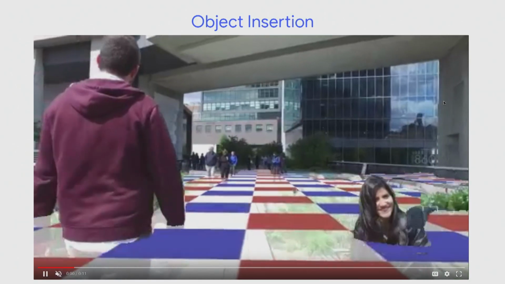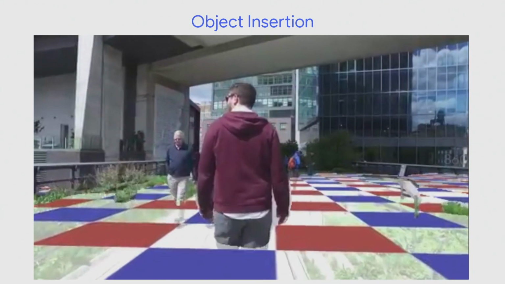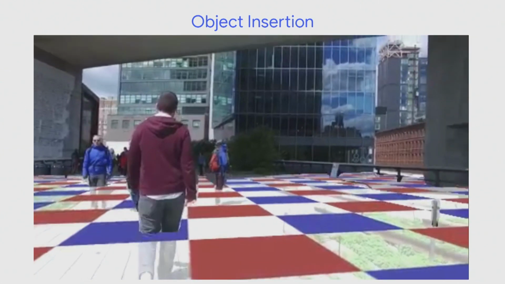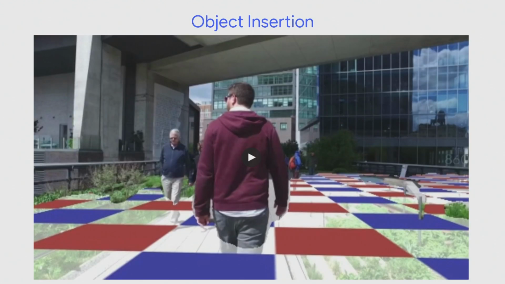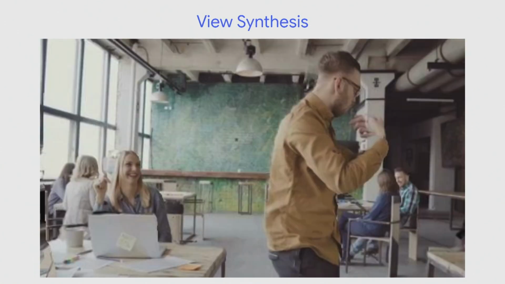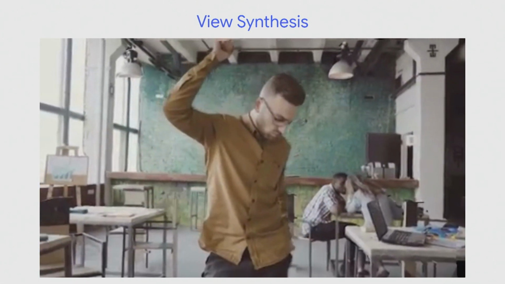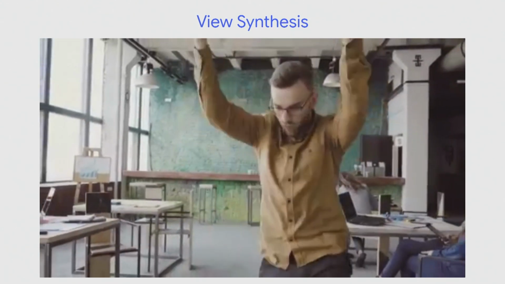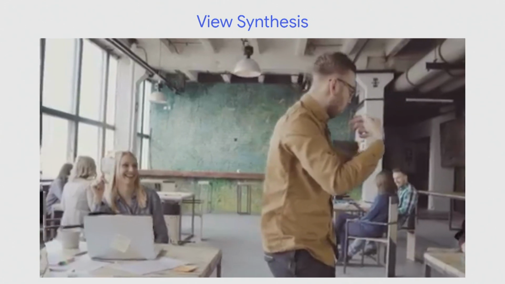We can do object insertion. We didn't push this too far yet because, as you see from this example, there are still some artifacts that would make it not a great result for a product. But you can see the beginnings of a way to insert synthetic objects into the scene. Another thing you can do is synthesize new views. You have primitive geometry of the scene, and you can move the camera around a little bit to get some different views of the video while it's playing.